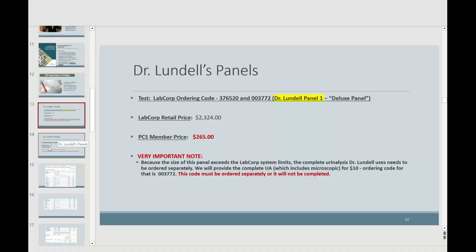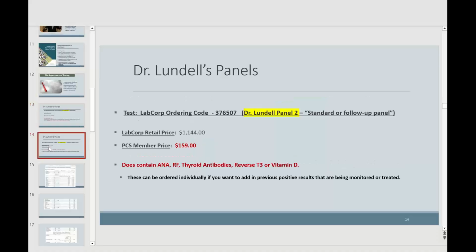So yeah, there's a lot of user-friendly things that save you and your staff a lot of time. So this first panel I use, it's pretty much a requisition, a prerequisite to see me. I will do this panel on just about everybody because it gives me a good foundation to know what's happening biochemically in the body and then what other tests I might want to order.